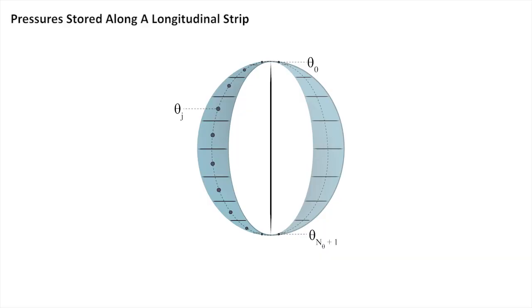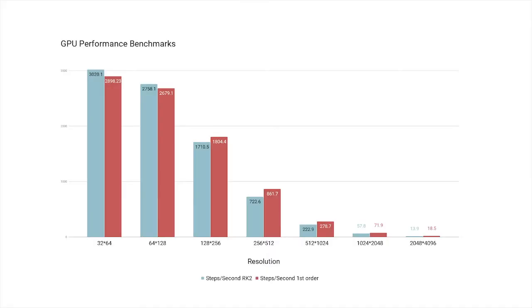We enforce incompressibility with a fast Fourier solution to Poisson's equation for pressure in spherical coordinates. Because our staggered grid definition shifts cell centers off the poles, we don't need to worry about polar singularities during pressure projection. Reaching a speed of 222.9 steps per second on a 512 by 1024 grid resolution, our GPU implementation achieves real-time speeds on movie-grade resolution grids.